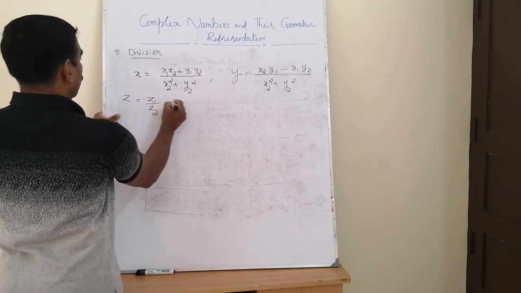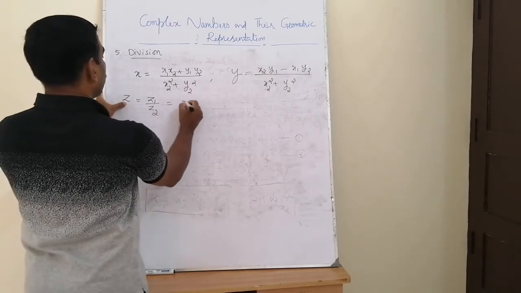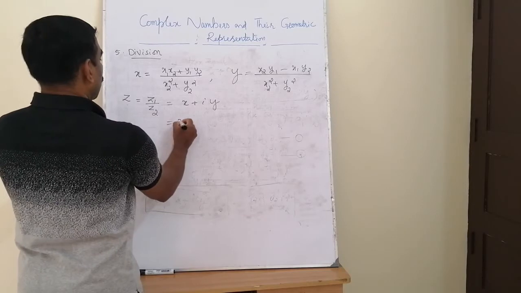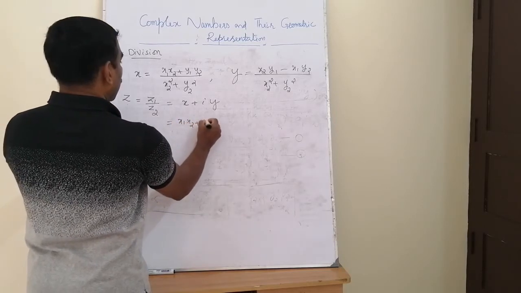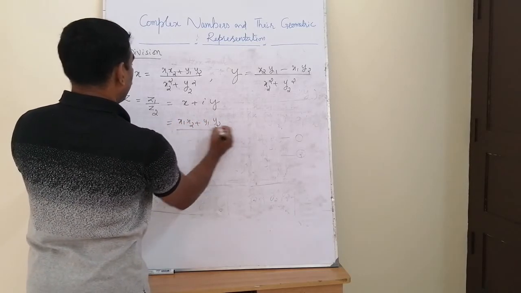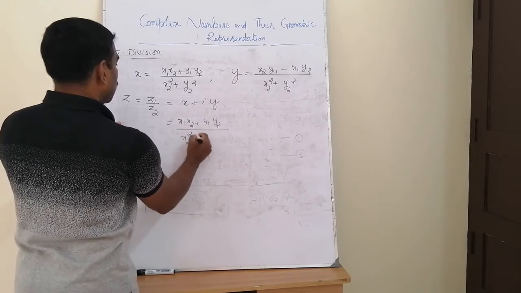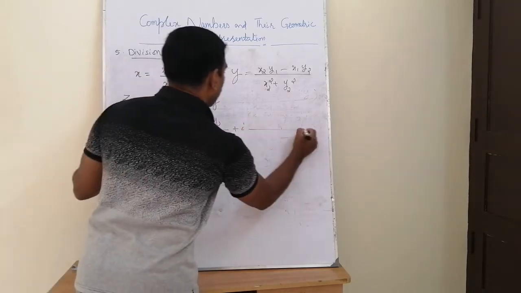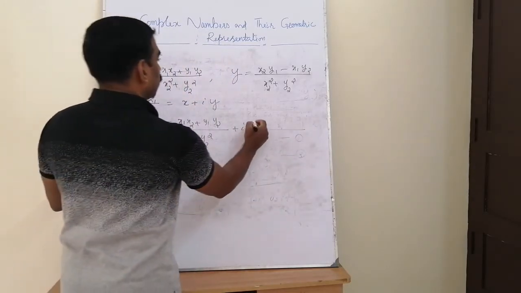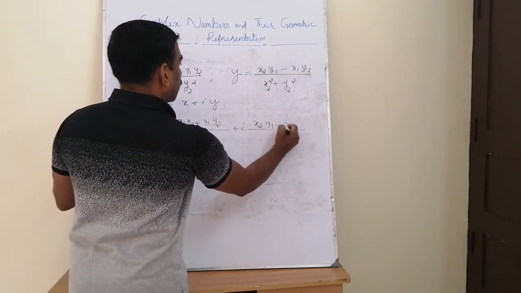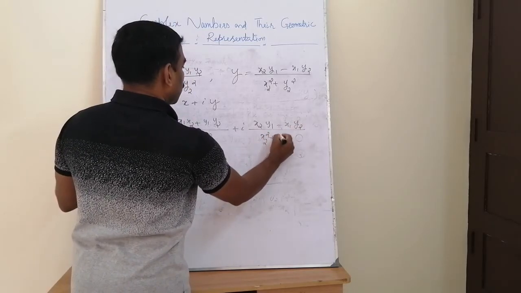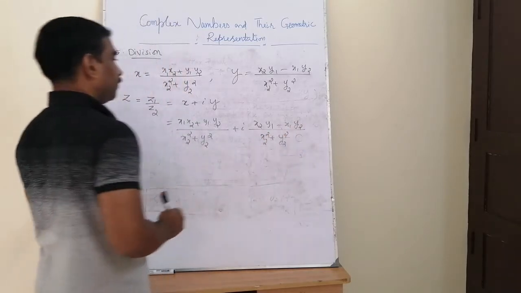So now the quotient z is equal to z1 by z2. What is the value of z? z means x plus iy, that is equal to (x1 x2 plus y1 y2) divided by (x2 square plus y2 square), that is the real part, plus i into the imaginary part, which becomes (x2 y1 minus x1 y2) the whole divided by (x2 square plus y2 square).